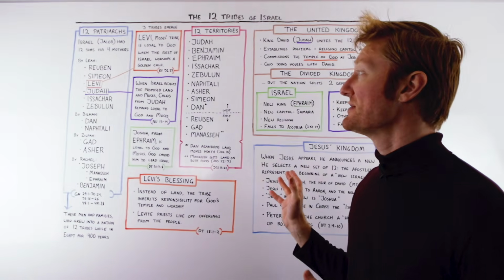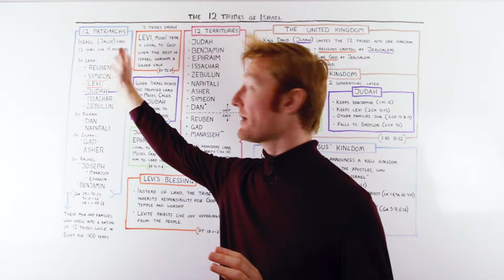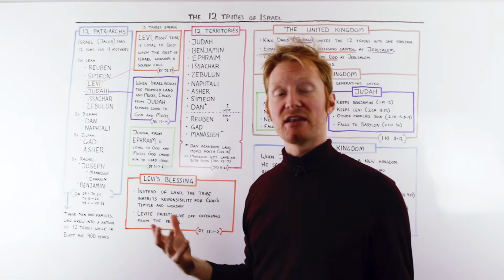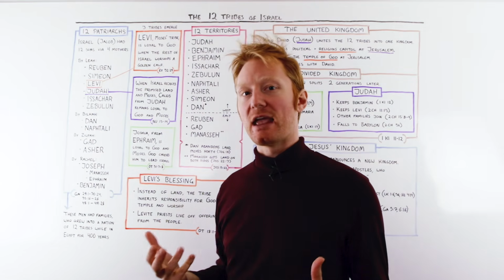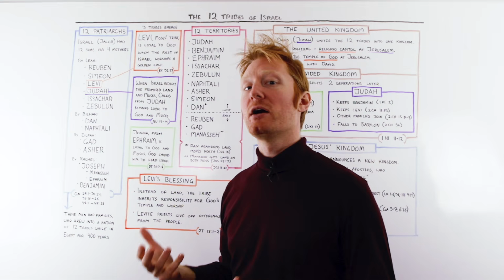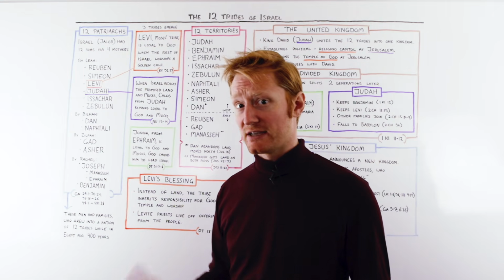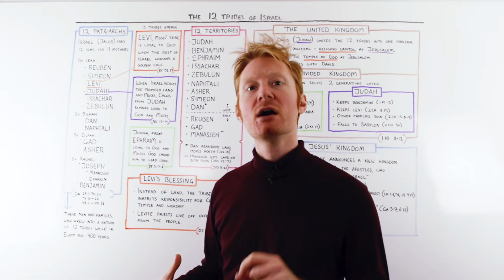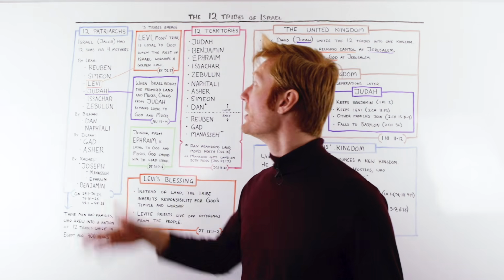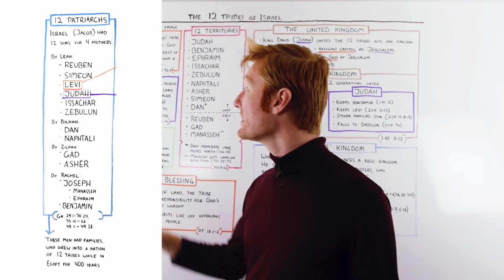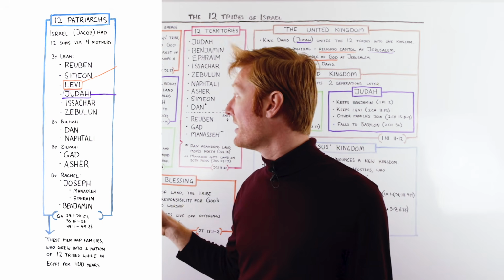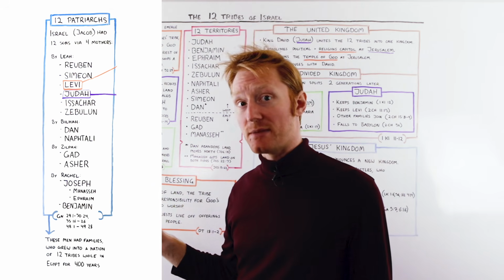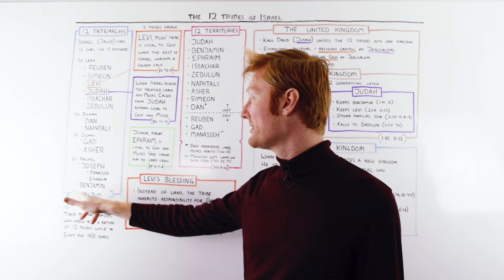Now, the 12 tribes of Israel come from 12 patriarchs. Israel was not just the name of the nation, but it was also the name of Jacob, who was the father of the entire nation of Israel. And so the 12 tribes of Israel come from the names of the 12 sons of Israel, or the 12 patriarchs. Now you can find this list of Jacob's sons several times in Genesis.